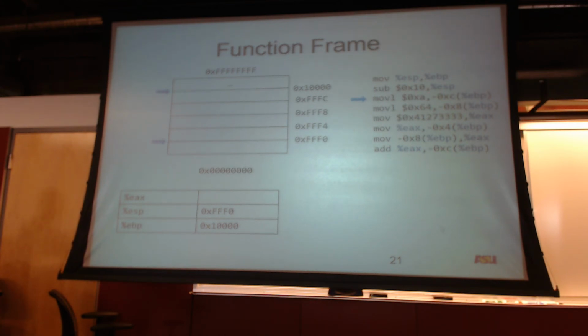Then, based on the EBP, we start storing A's, B's, and C's, right? So what do we do? First, we store A. Now, why did we do EBP minus C?